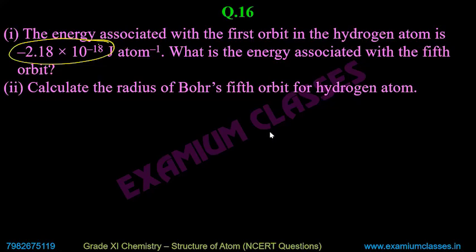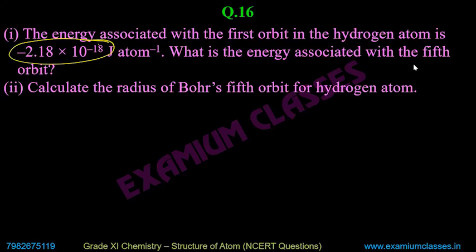Energy associated with the fifth orbit in the hydrogen atom. The first orbit energy in the hydrogen atom is this much. What is the energy associated with the fifth orbit? We have done a similar question. Okay, Amir, yes, you have raised your hand. Tell me the answer. Minus 2.18 into 10 raised to the minus 18 by 5 square. Okay, by 5 square.